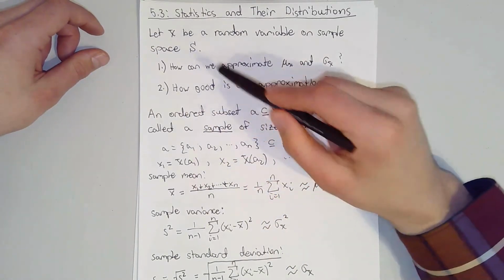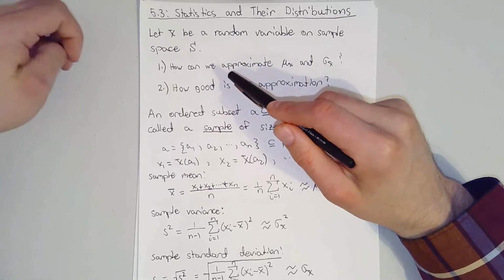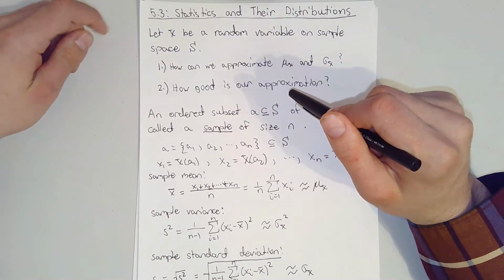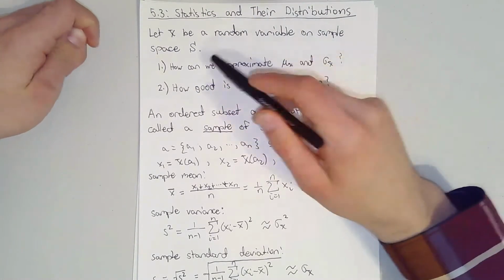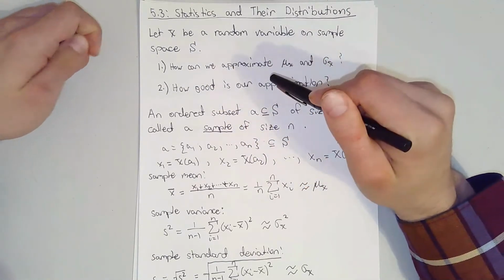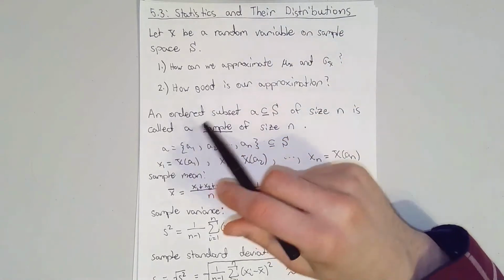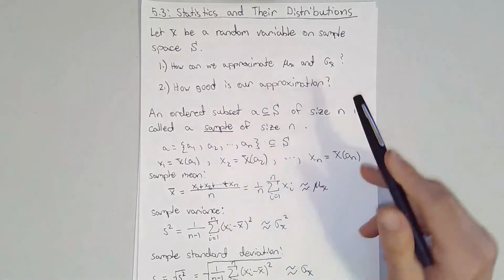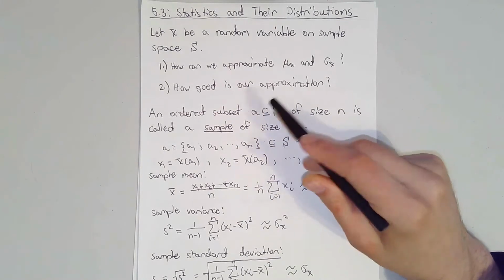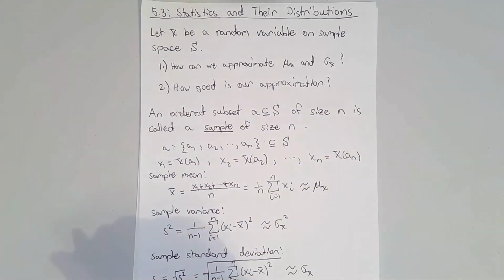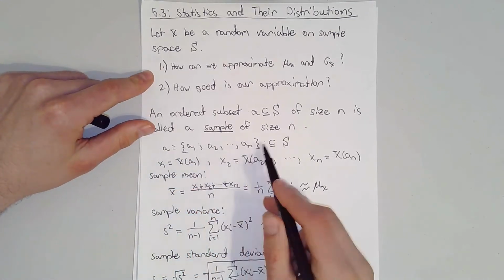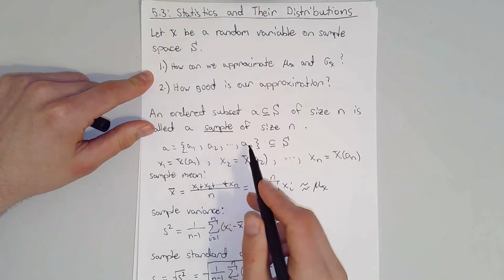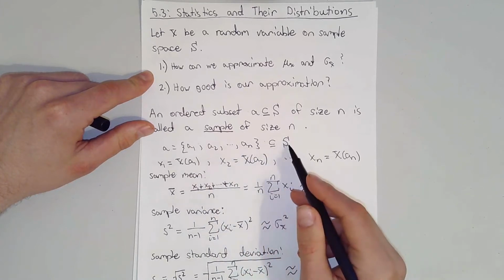The idea is that capital S, in real world situations, is simply too large for us to directly compute these things. Therefore, we'd like to approximate them by using some small subset of S, which is called a sample. To give a precise definition, an ordered subset, which we'll denote by A, of capital S of size n is called a sample of size n. We can think of A as not just a set, but an ordered set. There's a first term, a second term, all the way up to an nth term, and this set sits inside of our sample space capital S.